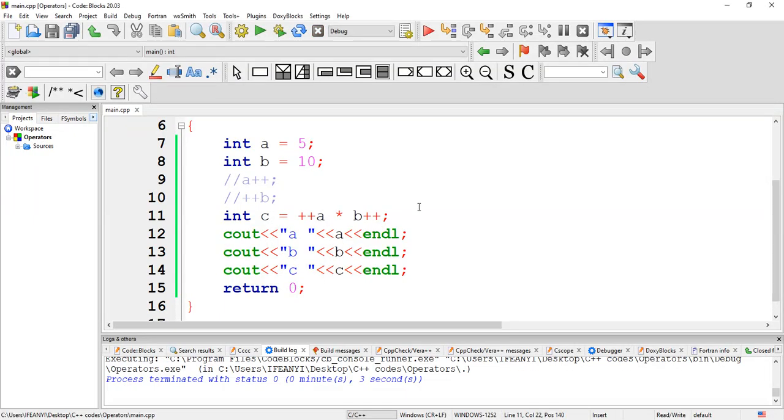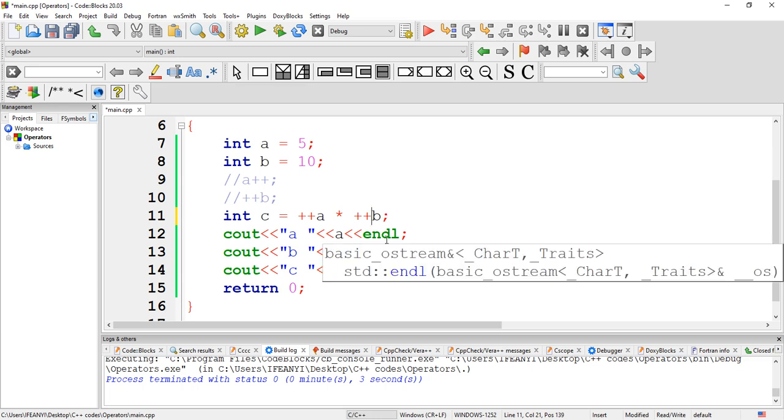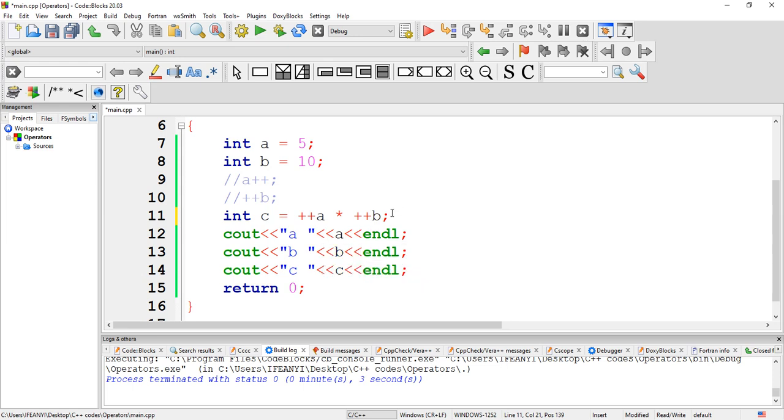Correct. And finally, let's now try this. Have I tried this before? Okay. ++ times ++, I think we have tried that. So we can try minus minus, rather. We can try minus minus here. So let's say A times --B. Already A is 5, nothing happened to A, times --B.